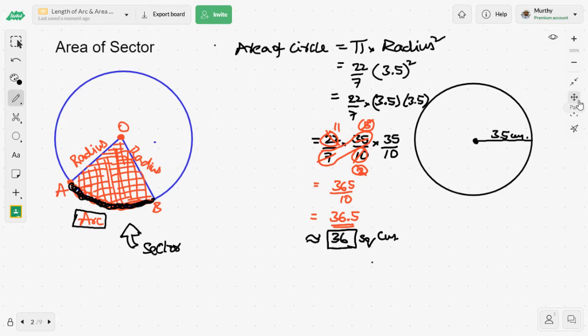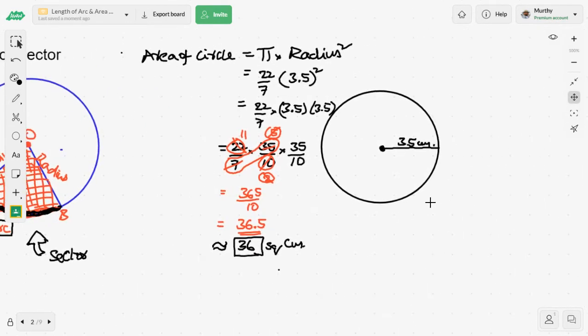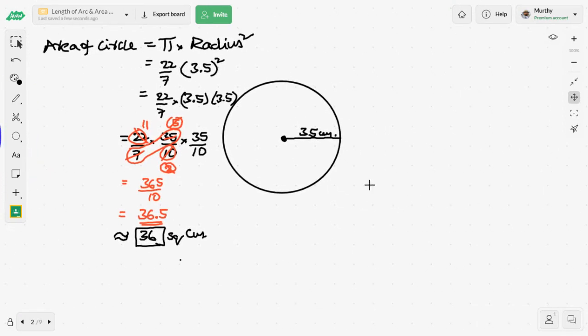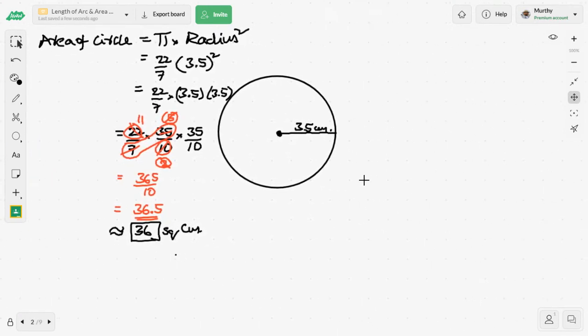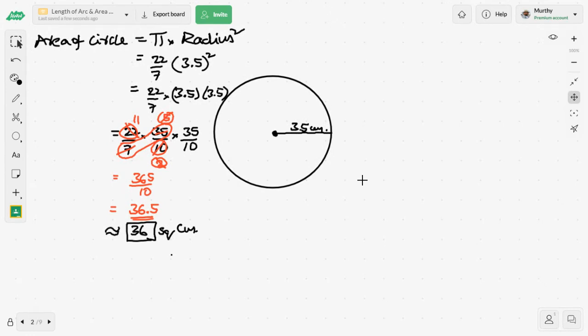Okay, now let me move this one a little here. Now you know that area of circle equals, let's say, 36 square centimeters. Now, if I make the given circle into two halves, you know that this is called a semicircle. Semicircle, right? So if I ask you to guess, what is the area of the semicircle? Can you guess?